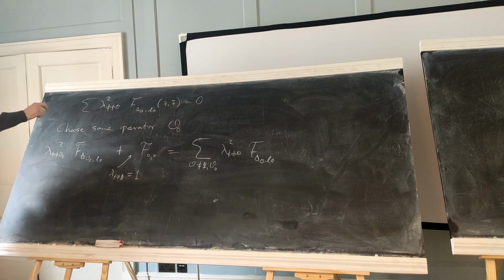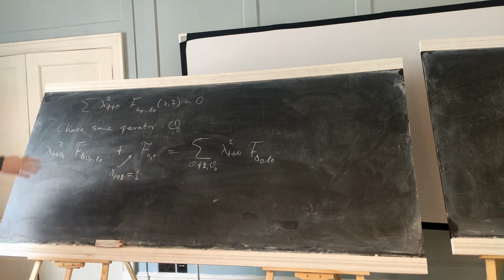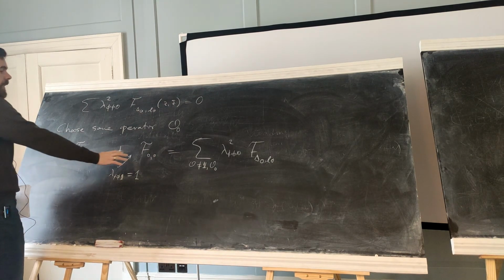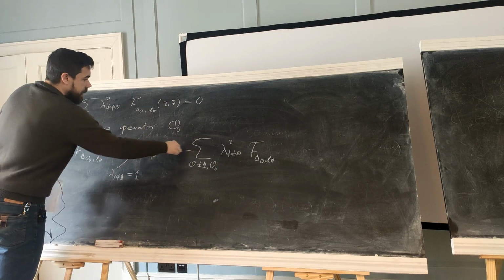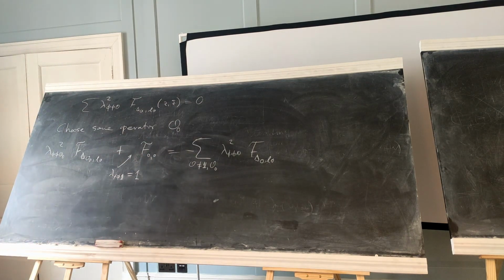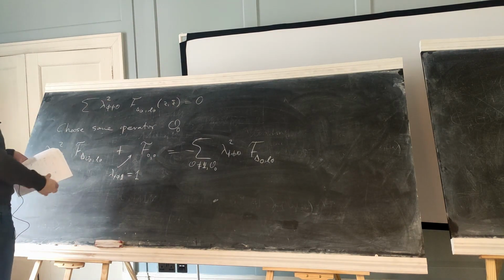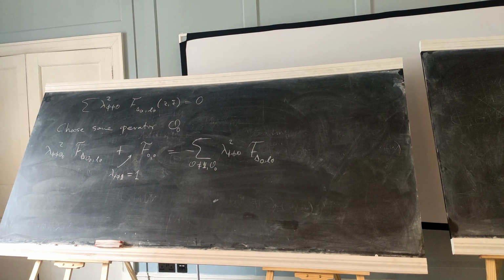I'm not going to write the dependence on z and z bar. So this is a form of the crossing equation where I have isolated one operator, the identity, on one side, and sent everything else to the other side with a minus sign. Okay? So what do I do with this? A similar thing to what we did. We start taking derivatives, but now we're going to take more complicated derivatives.